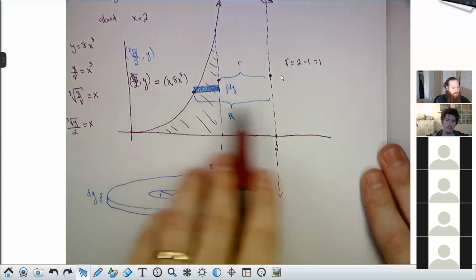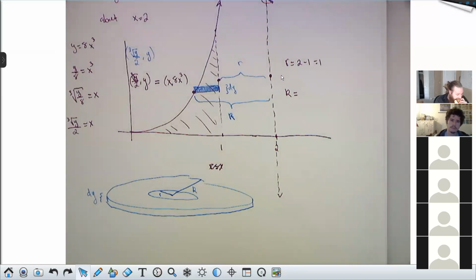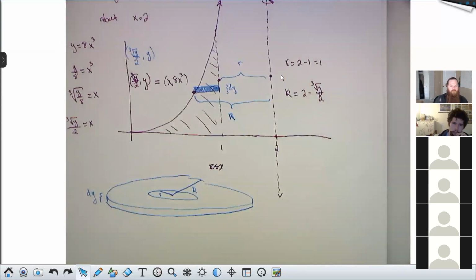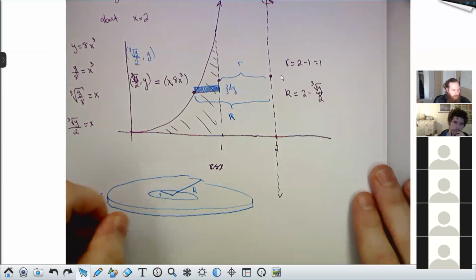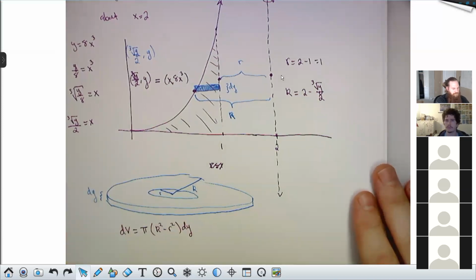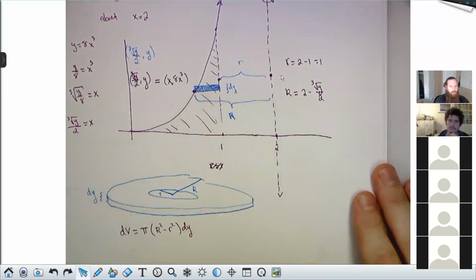What about big R? Two minus the cube root of y over 2. So wait, why is it going to be 2 minus the cube root of y over 2 rather than the cube root of y over 2 minus 2? Because the 2 is the larger x value. And these distances should be positive. So if I want to know what this distance is, I take the bigger x value and I subtract the smaller x value. Okay, I can see that.